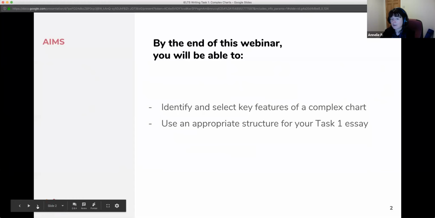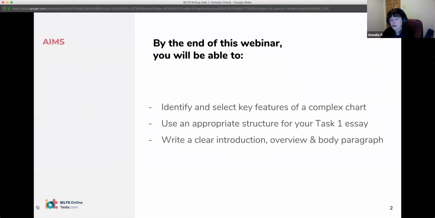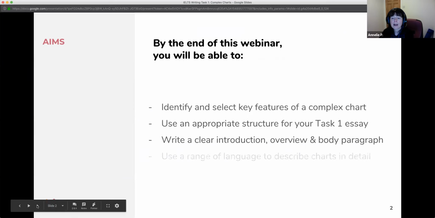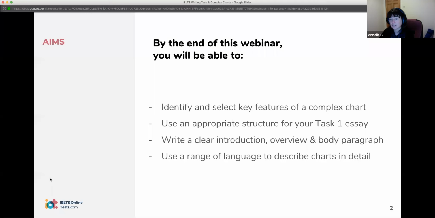Okay. So what are we specifically going to look at today? So the key features, what are the key elements that you need to pay attention to in a complex chart? And then we're going to look at how to structure your answer. So as maybe you know, there's always 3 elements to the task 1. We have the introduction, we have the overview, and we have the body. Okay, so we'll look at each of those in turn. And then we'll look at some of the useful language that you can use, okay, in each of those.